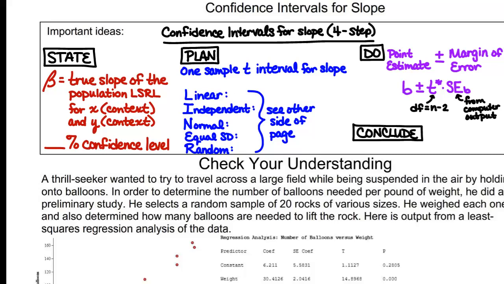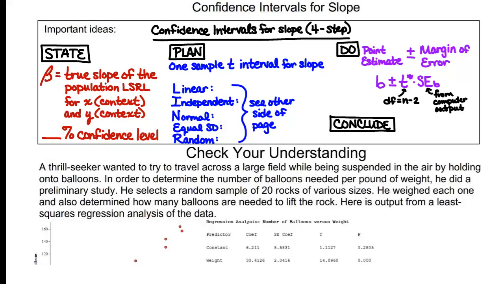Let's walk our way through the check your understanding together. We're going to do a 4-step here. A thrill seeker wanted to try to travel across a large field while being suspended in the air by holding on to balloons. This sounds like a genius plan. Yeah, I see no problem here. I do believe there is a Darwin Award that's this same idea.